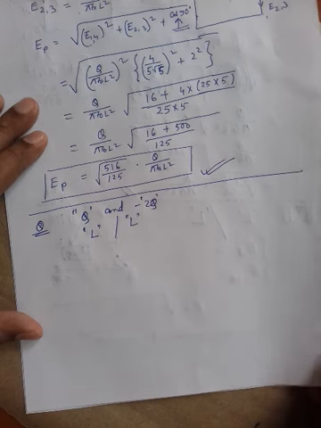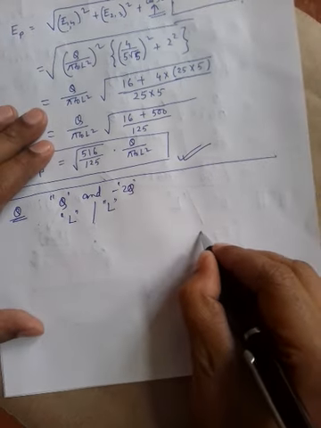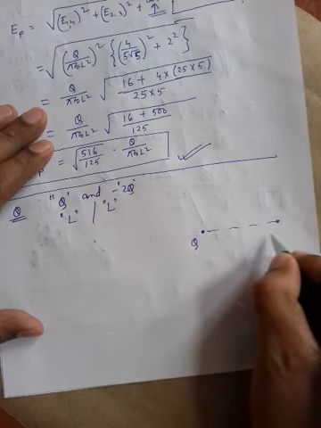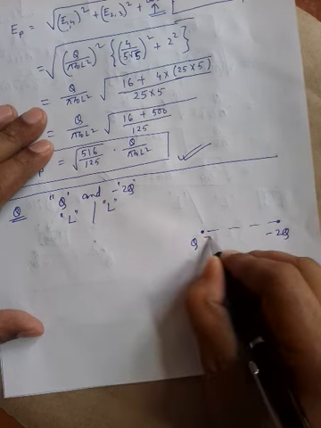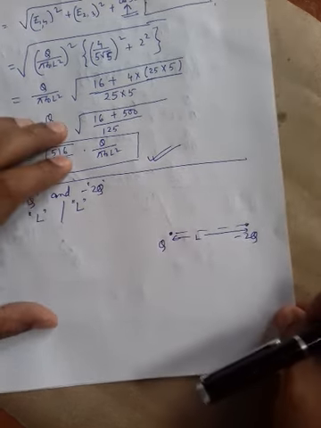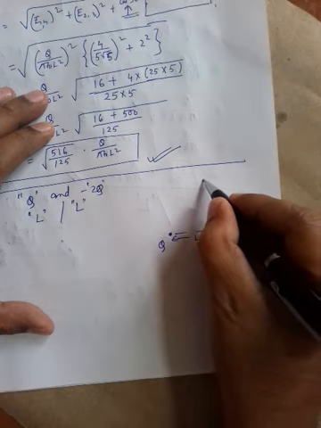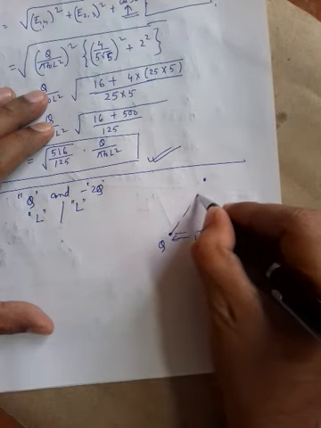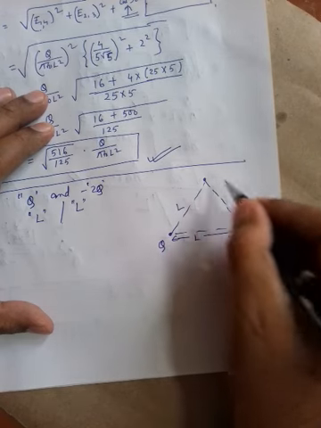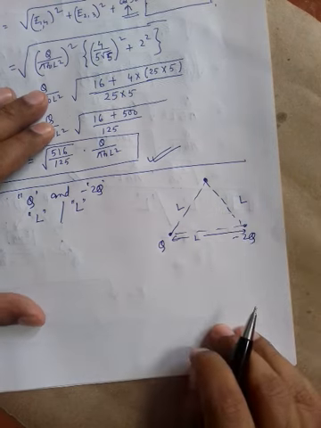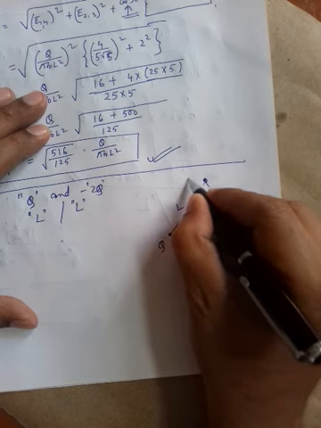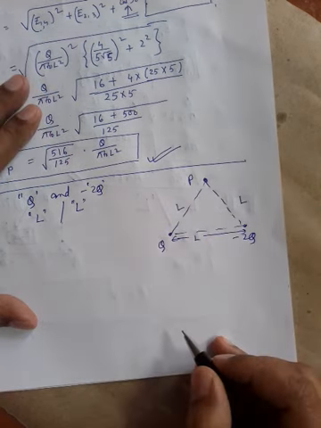Let me explain; I am sure you are quite capable. According to the question, one point charge Q is present and another point charge minus 2Q, separated by a distance L. We have to select a point, say somewhere here, which is at a distance L from both. If you join them, this point where we have to calculate the field forms an equilateral triangle. So we are finding the field at this point, say P.